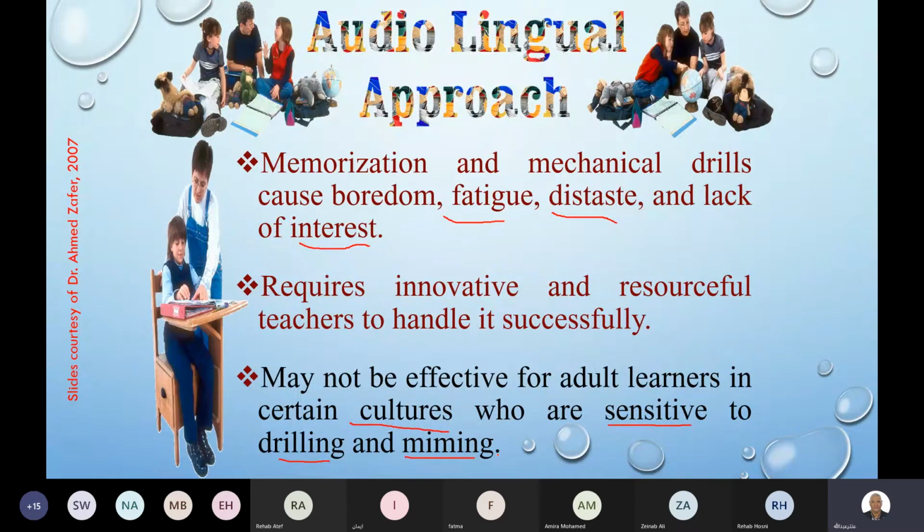It will not be effective because the adult learners will not be as cooperative as the young children, especially with drilling and miming. It might not be suitable in the Arab culture.